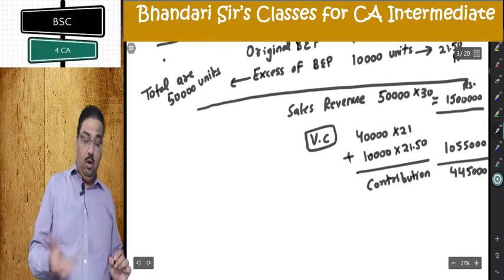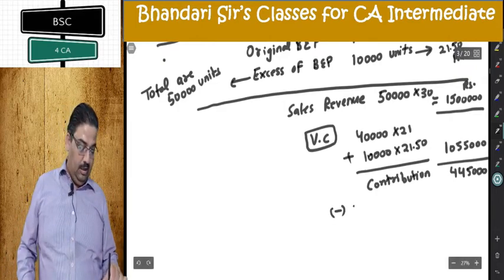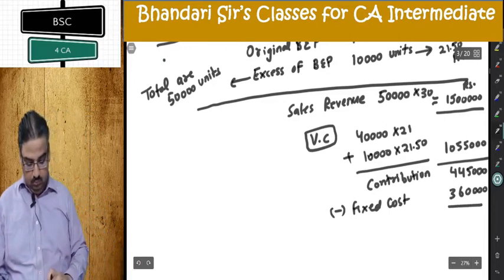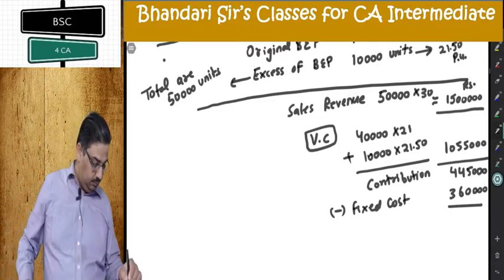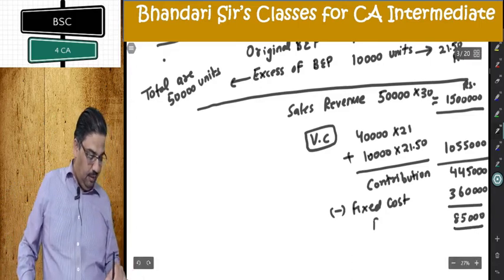Will there be profit or loss? After 40,000, there has to be a profit. Minus fixed cost 3,60,000. What I am getting? 85,000 profit.